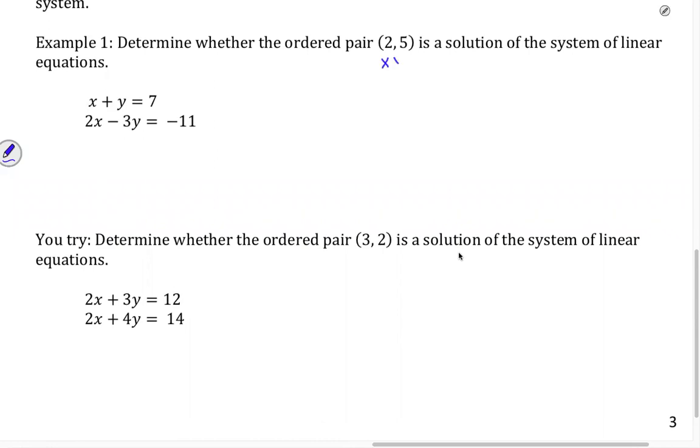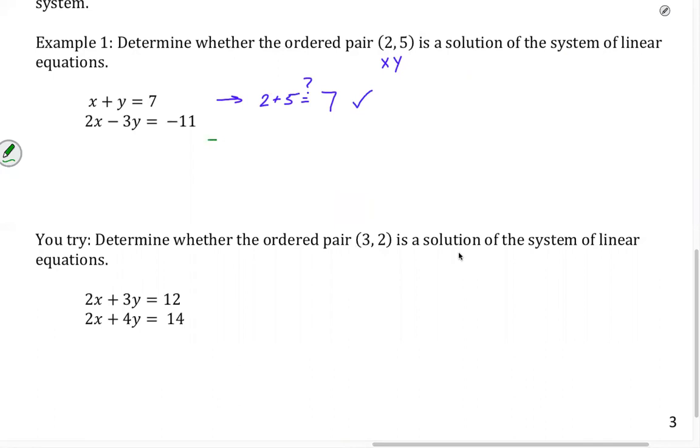My first step is always to label, and my second step is to substitute. Why did I skip over write your equation? They're already written for us. So step 1 is to label, step 2 is to write your equations, but they're already written, so now I'm just going to jump to substitute. I'm going to substitute in 2 and 5 into the first one. I have 2 plus 5, and I'm asking, I know it's easy to see, is 2 plus 5 equal to 7? And the answer is yes.